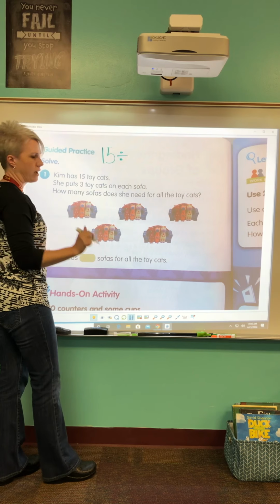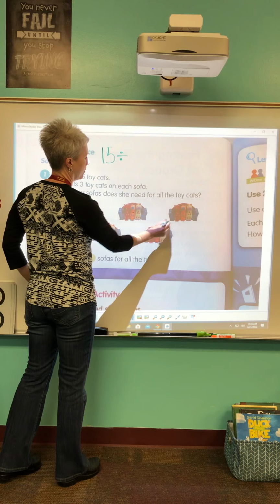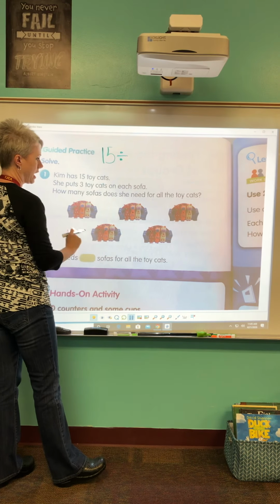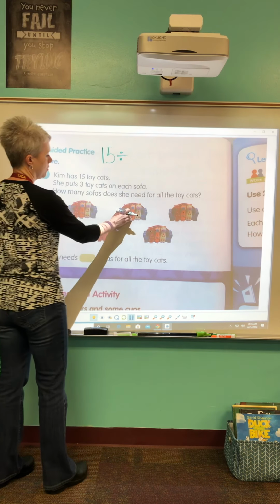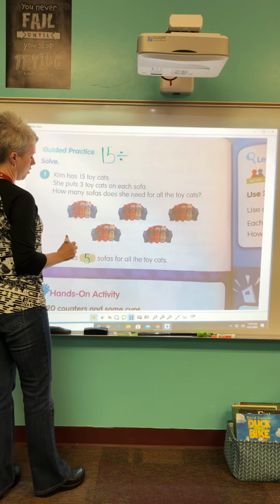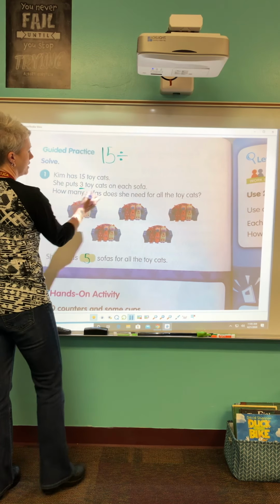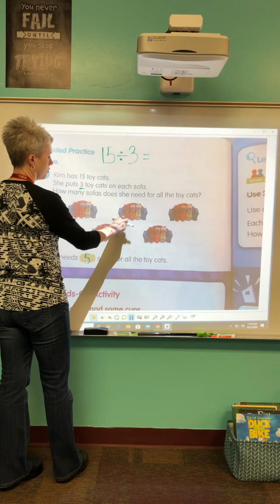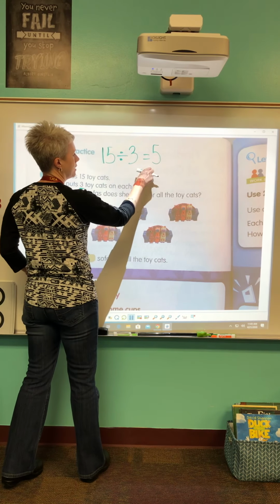Let's count them to make sure we have 15. 1, 2, 3, 4, 5, 6, 7, 8, 9, 10, 11, 12, 13, 14, 15. So yes, we have 15. She has 3 on each couch. How many couches or sofas does she need? 1, 2, 3, 4, 5. She needs 5 sofas for all the toy cats. So she started with 15. She put them into groups of 3, so she divided them by 3, and that gave her 5 groups. 15 divided by 3 equals 5.